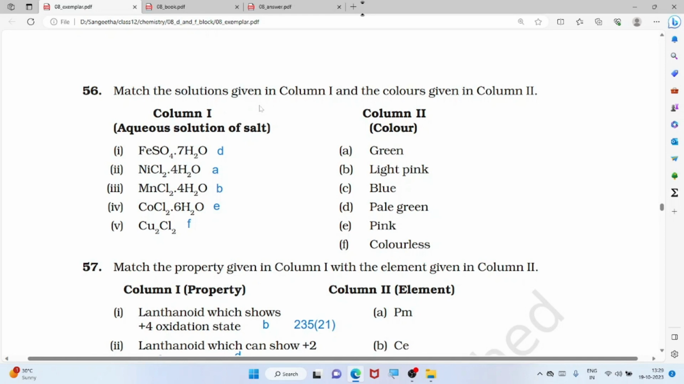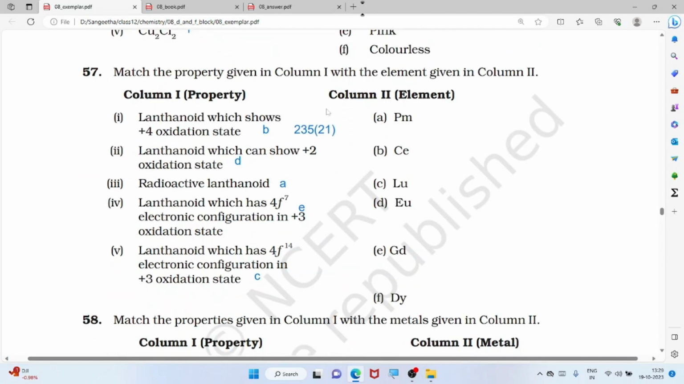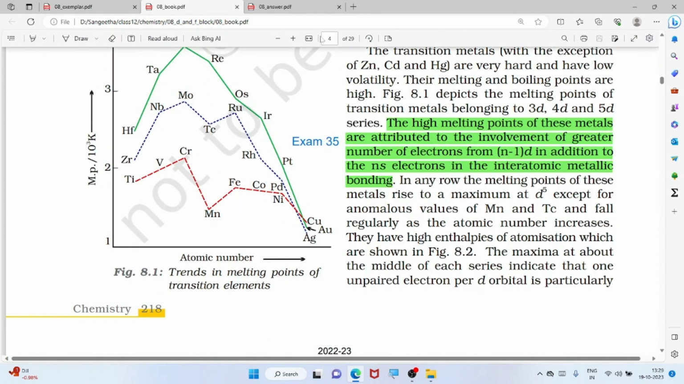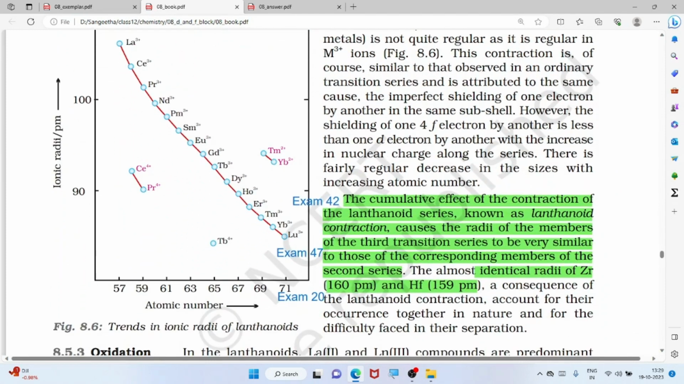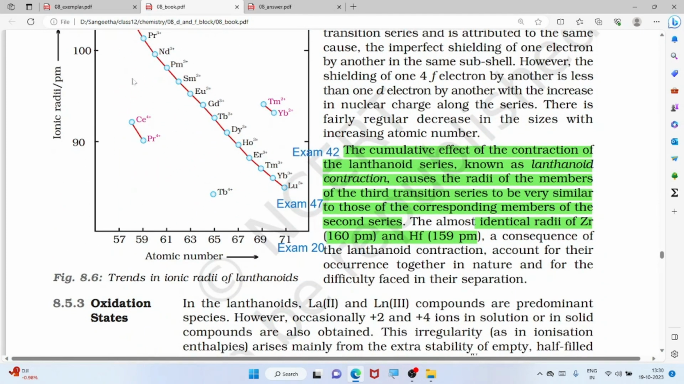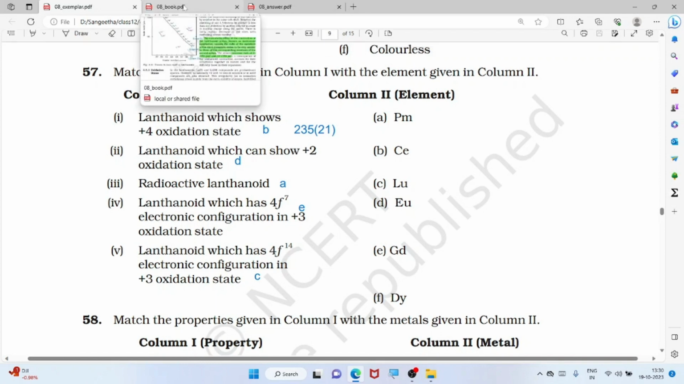Column 1, column 2. Okay, solution and the color. Match the property in column 1 with the column 2. Properties. These +4 oxidation state, +4 oxidation state.